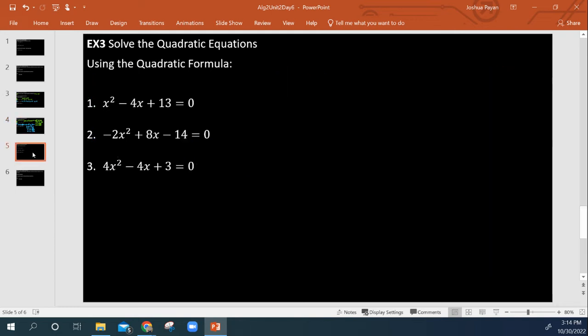Okay, so those are some examples with completing the square. Now let's look at some examples briefly that have to do with the quadratic formula. And in case you forgot, the quadratic formula is x equals negative b plus or minus the square root of b squared minus 4ac, all of that over 2a. So we're just going to put the numbers in where they go.